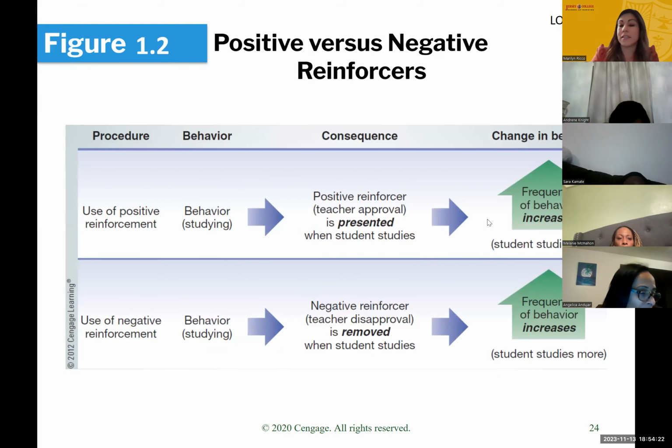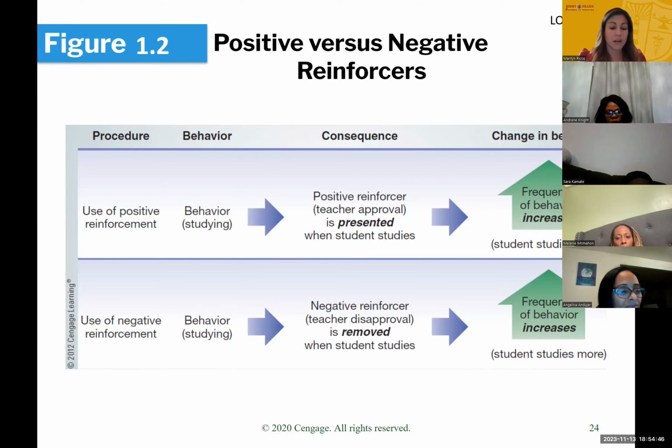Okay, so like I said, they give you lots of different examples, right? It says the use of positive reinforcement, the procedure, that's the behavior. And then the consequence: positive reinforcement, teacher approval, if presented when students study. So the student studies for the exam and the teacher says, oh wow, you did such a great job. So it increases the frequency of them studying because they want the teacher's approval. The negative reinforcement is the behavior of the study, and then it's a negative reinforcer.